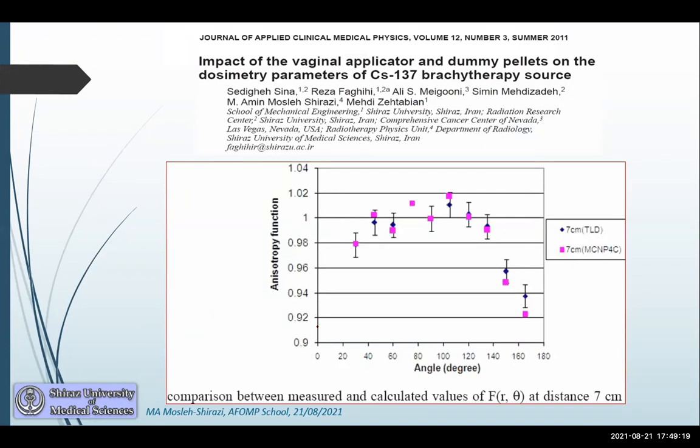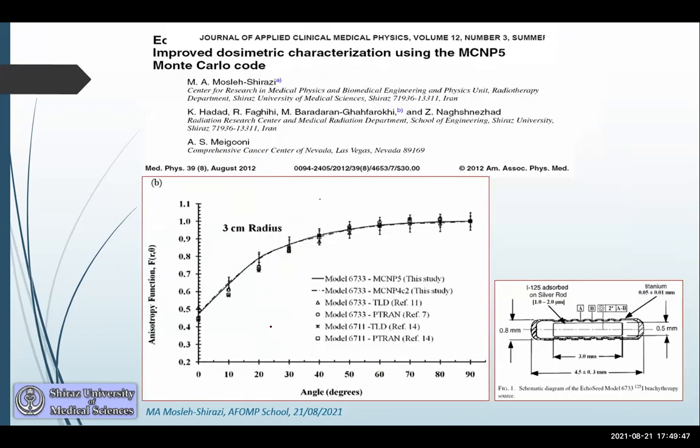How realistic this is compared to what you have in practice has been the subject of several papers. This is one where we compared what we measured and simulated using Monte Carlo with the TG43 and came up with some anisotropy function values, for example, and other factors. We did a similar kind of thing with a seed. This is a type of seed for interstitial brachytherapy, an iodine-125 seed. This was published in Medical Physics.